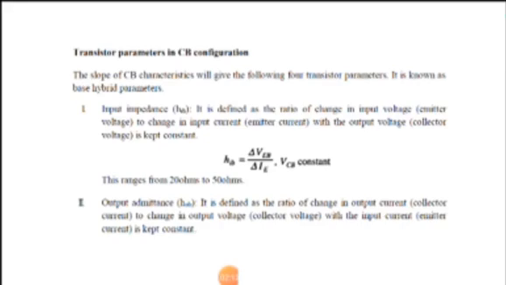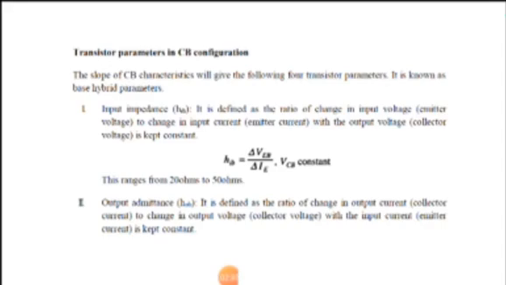So first one is input impedance. For calculating the input impedance, it is defined as the ratio of change in input voltage to the change in the input current. Here the output voltage is kept constant. So input impedance is determined as HIB, which is equal to del VEB divided by del IE. Here VCB is set as constant.